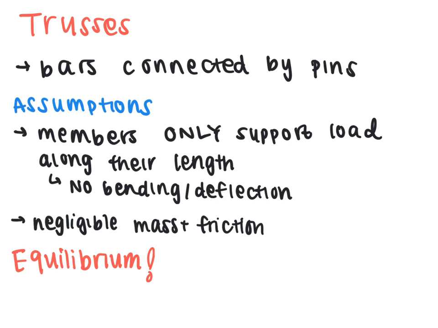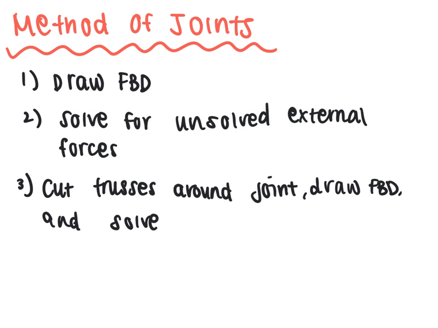We are also going to assume that there's negligible mass and friction. And another key thing is we're always going to assume equilibrium. So all the forces in the x, y are going to be equal to 0. So the main way we're going to be solving for these trusses is called the method of joints. There are 3 main steps to it.